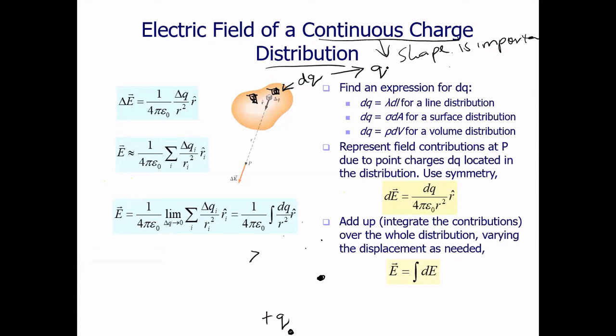All right. So now, remember, for volume charge density, we say that rho is given by dq over dV. If you make dq the subject of the formula, then dq is equal to rho times dV. So what you are going to do is, in the formula for the electric field, where there is dq, we put rho dV.